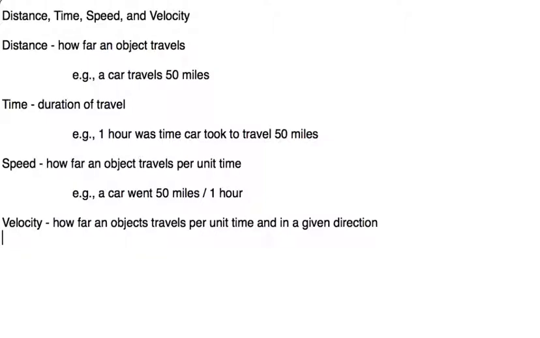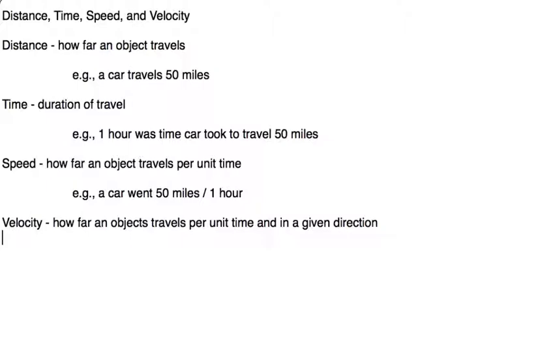Now let's compare speed with velocity. Velocity is how far an object travels per unit time and in a given direction. So you'll see that velocity not only has speed, but we also give a direction to the speed, and hence we call this a velocity.